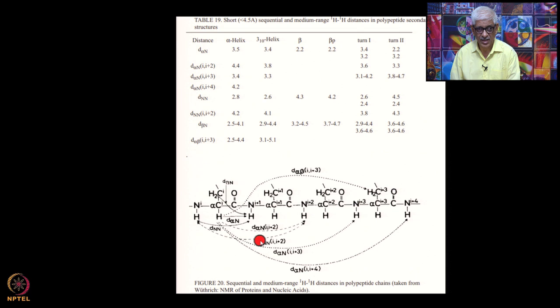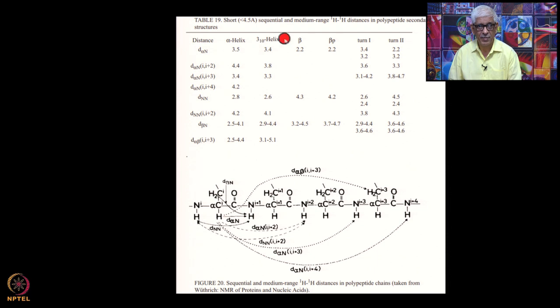And likewise you have NN i i plus 2, which means the 2 amide protons of i and i plus 2. Then you have alpha N i plus 2, the N of i plus 2 to the alpha of i. So these are the short distances indicated, these ones are less than 5 angstroms, and the same thing is listed here.